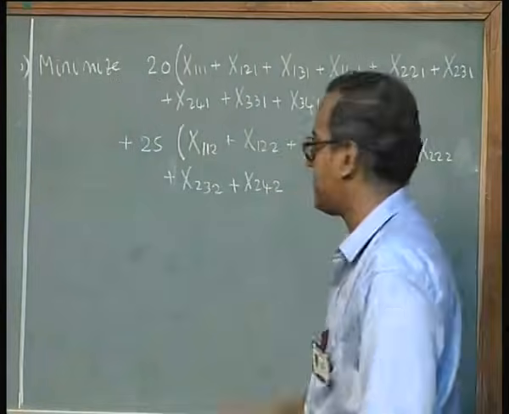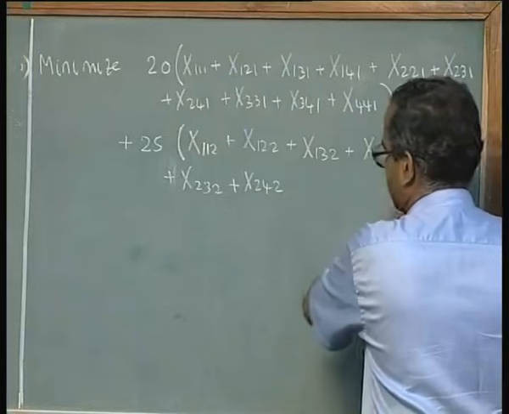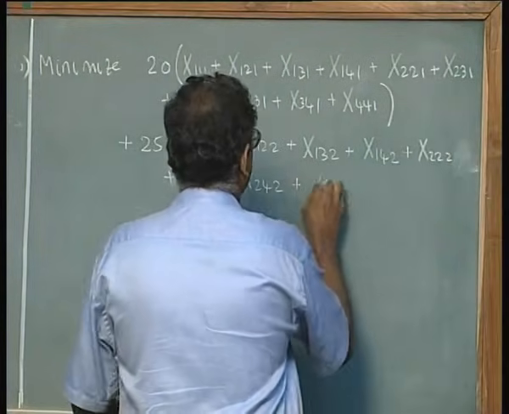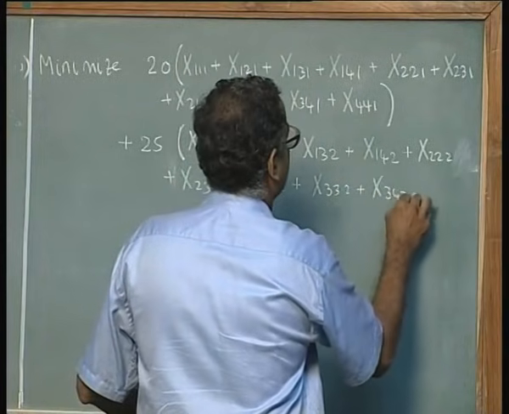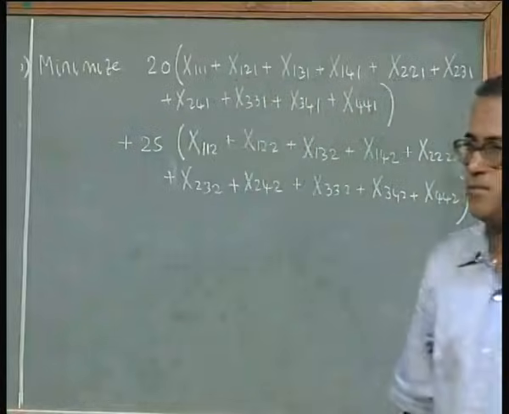Once again, as we saw earlier, in the second month you can produce to meet the demands of months 2, 3 and 4 by overtime. You will have two terms for the third month, x332 plus x342, and you will have one term for the fourth month, which is x442.